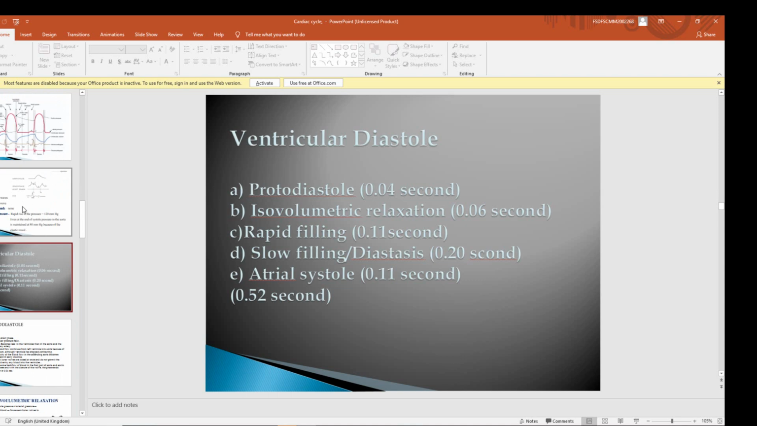Now we have the term, after contraction we have ventricular diastole. Now this ventricular diastole has different phases. First is the protodiastole, 0.04 seconds. Then we have isovolumetric relaxation, 0.06 seconds. Then there is the period of rapid filling, 0.11 seconds. Slow filling or diastasis, 0.20 seconds. Atrial systole, 0.11 seconds. And collectively this is around 0.52 seconds.